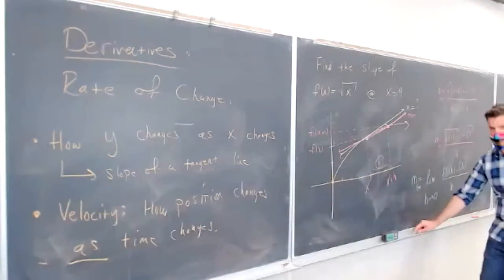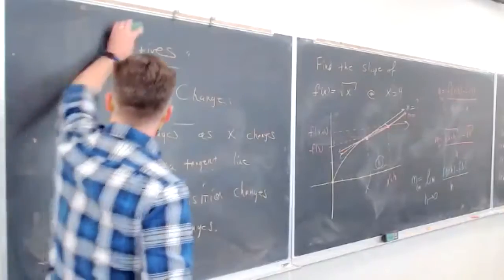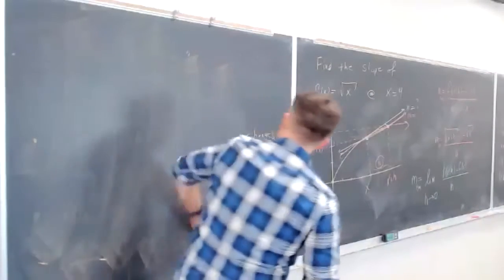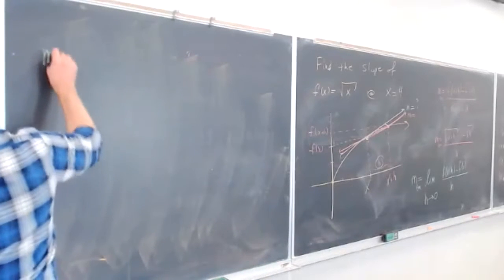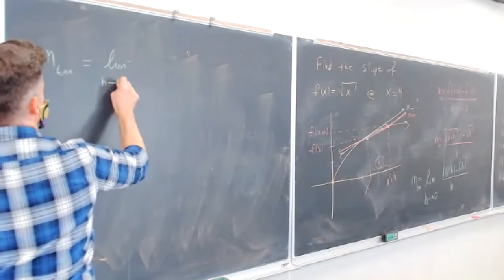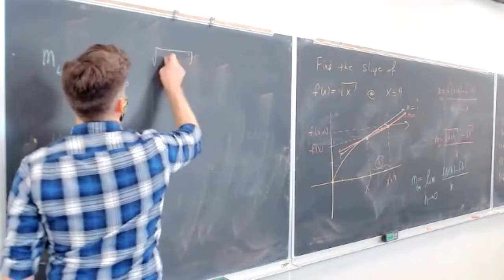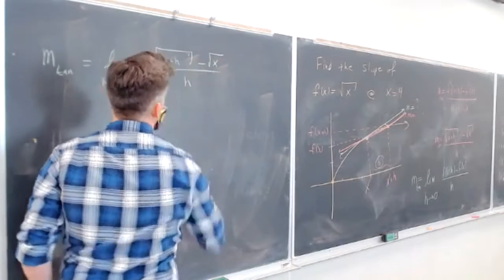In this particular example, and I'm not going to use that part of the board because people on Zoom can't see it, the slope of the tangent line is going to be the limit as h goes to 0 of the square root of x plus h minus the square root of x over h.